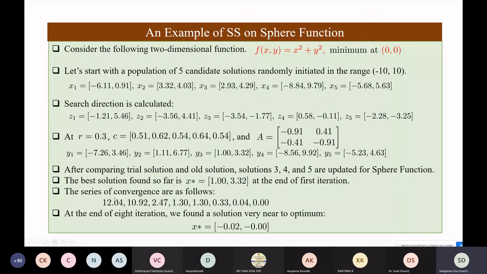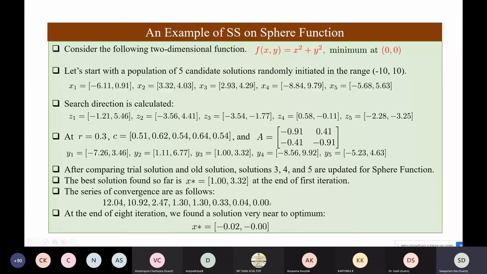And then as we move more, the series of convergence is like this. Initially we started with this value, 12.04, as the best solution, then 10.92, then 2.47, and so on. So you see the value is steadily decreasing until we reach 0.0. At the end of 8 iterations, we have very close to optimum, 0.02 and 0.00.